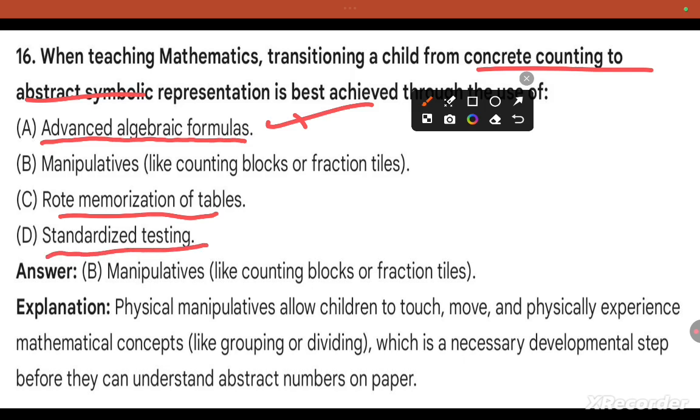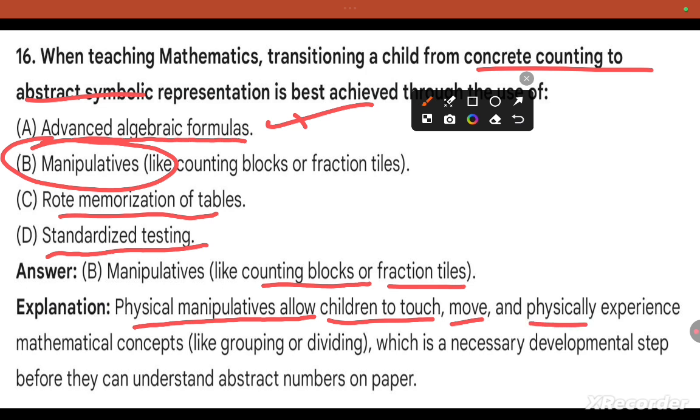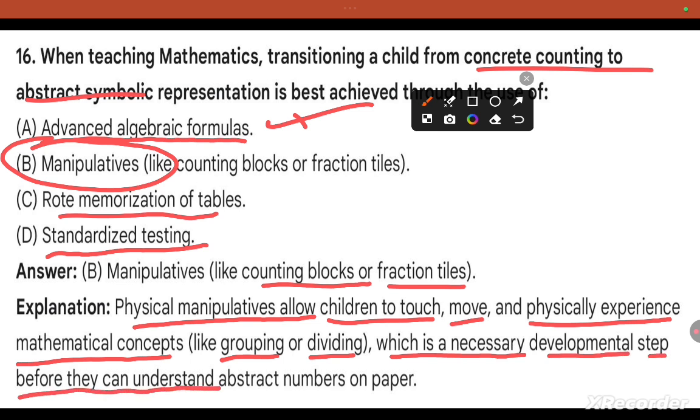So here, concrete to abstract, that is about manipulatives: counting blocks or fraction tiles. Physical manipulatives allow children to touch, move, and physically experience mathematical concepts like grouping or dividing, which is a necessary developmental step before they can understand abstract numbers on paper. So that is about manipulatives.